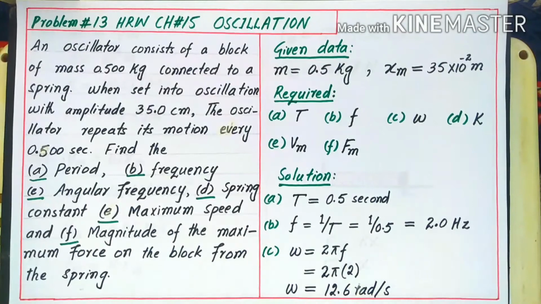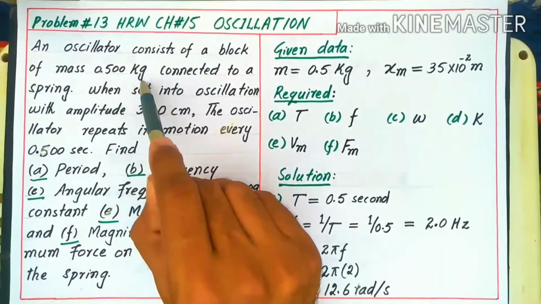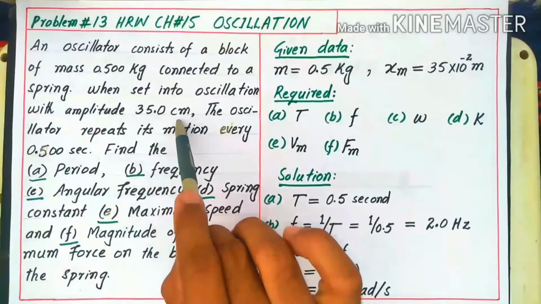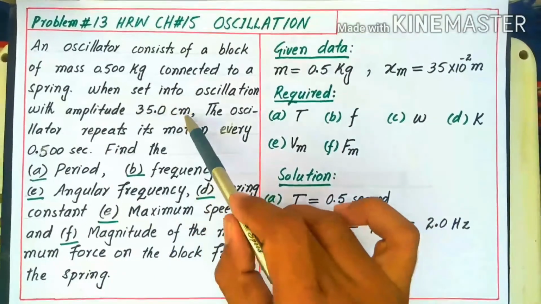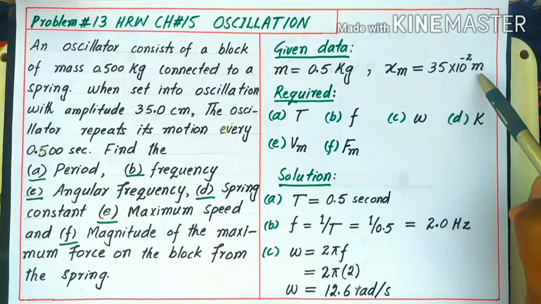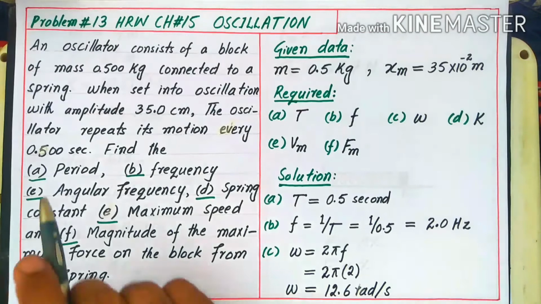The oscillator consists of a block which is connected to a spring. Three things are given. One is the mass of the block, which is 0.5 kg. The second one is the amplitude of the oscillator, which is 35 cm. And here we convert centimeter into meter, so 35 cm is equal to 35 multiplied by 10 raised to the power minus 2 meter. And the third one is that the oscillator repeats its motion after every 0.5 second.